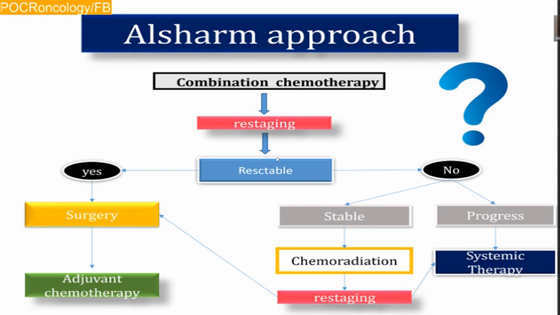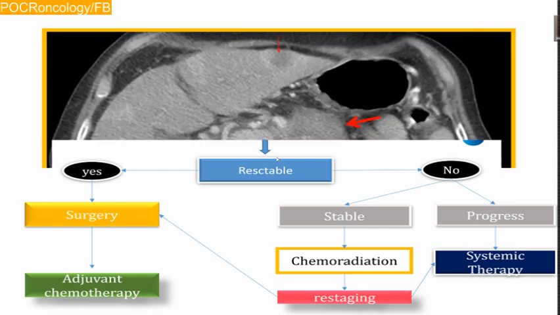So this is my approach, and I need you to keep it in your mind. Combination chemotherapy, and after that, restaging, and if the patient is resectable, go for surgery and then adjuvant therapy. If he's not resectable and has stable disease, I go and bother my colleague in the radiation department to give chemoradiation therapy. And if the patient progressed, definitely I will send them to Professor Ashwag to deal with these cases.